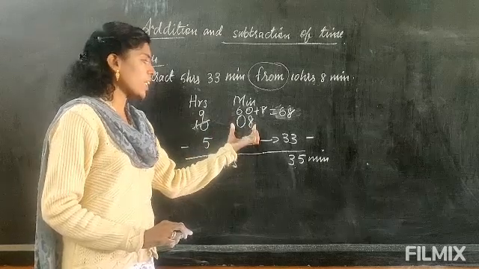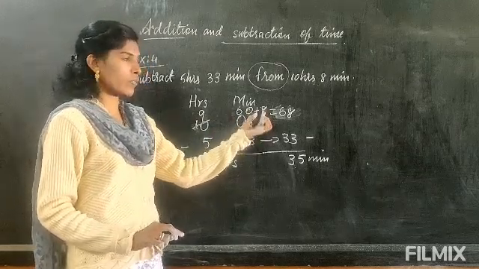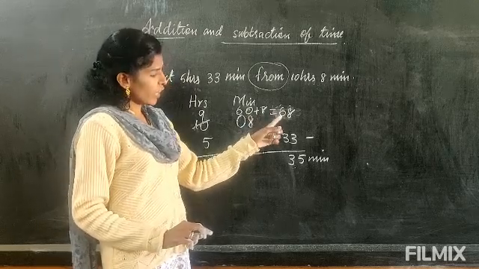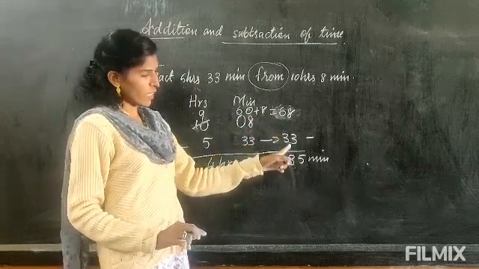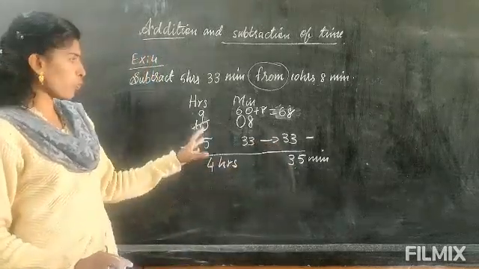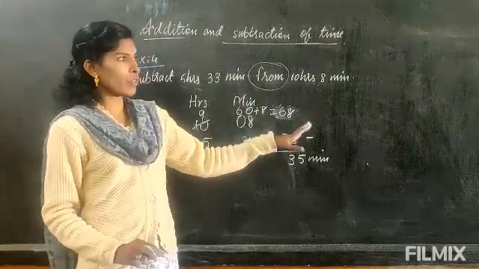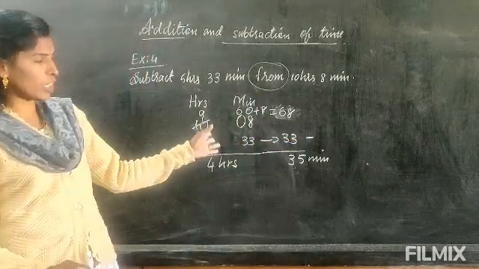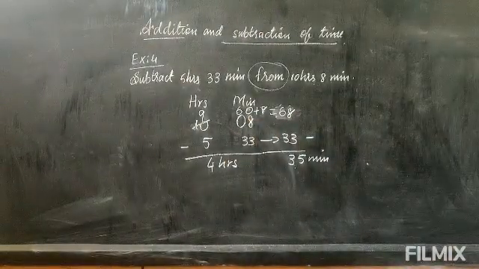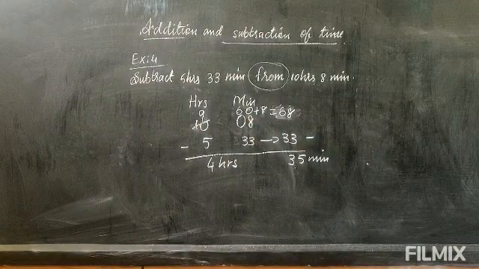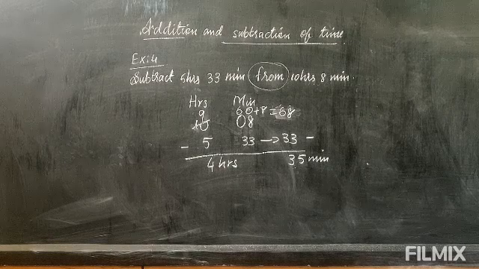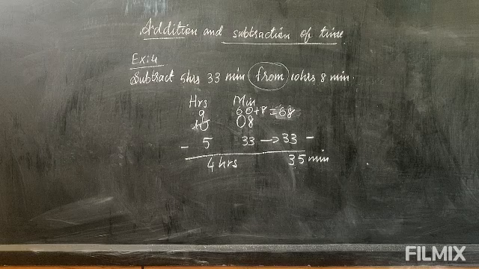And how many minutes are already here? That you add with the borrowed 60. From minute to second if you borrow also, it is the same way. So this is the way. Be careful with this time addition and subtraction a little bit. When borrowing and carrying over come, it will confuse you.